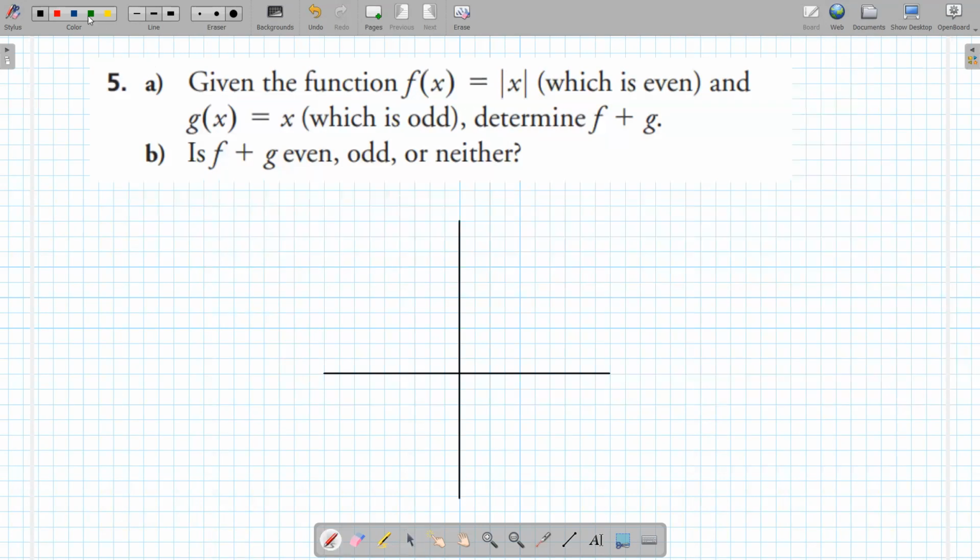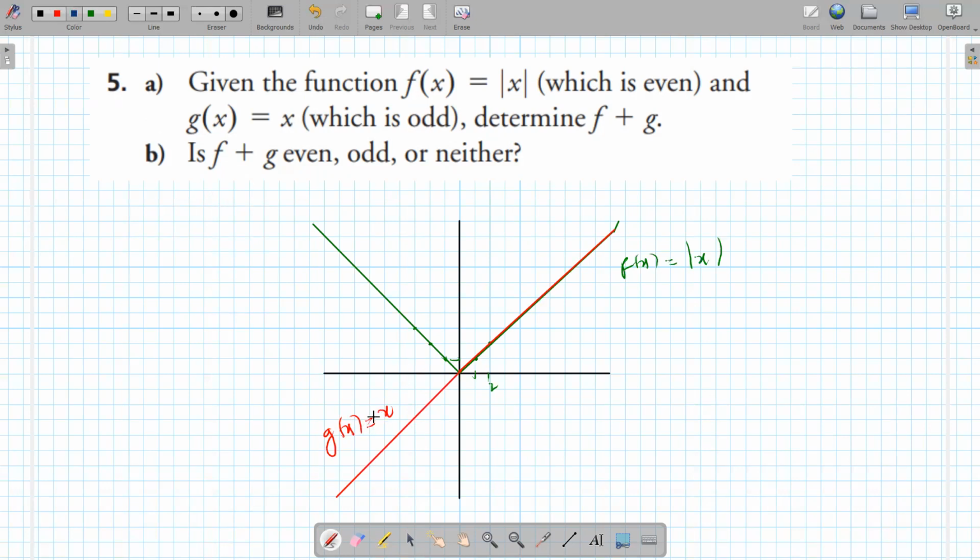So the absolute value of x looks like this. It goes through (0, 0), goes through (1, 1), goes through (2, 2), and will look something like this. And it's going to do the same thing across the x-axis. It looks like a V. So it's going to pass through all these points. That's the absolute value of x, f of x. g of x equals x. We all know what that looks like. It's just a straight line that goes through the origin. So this is g of x equals x.